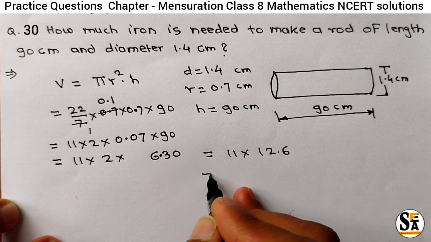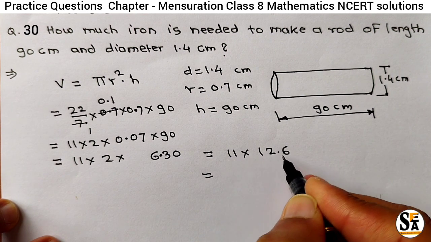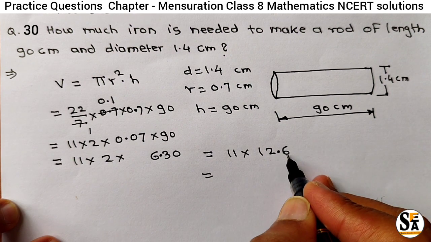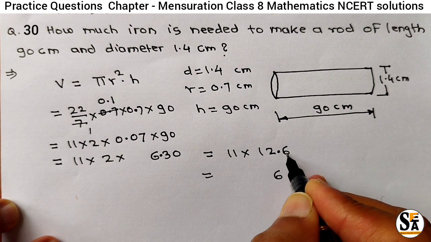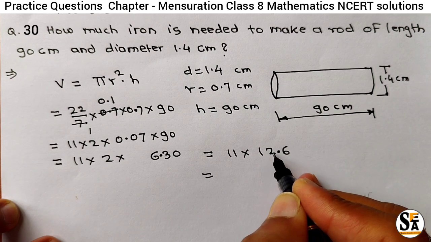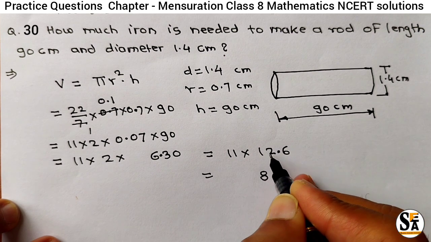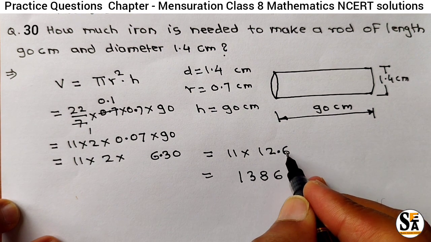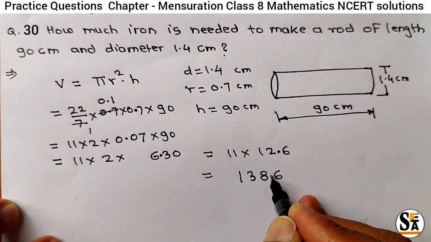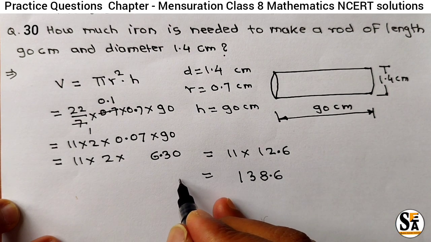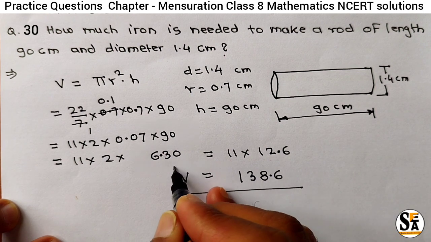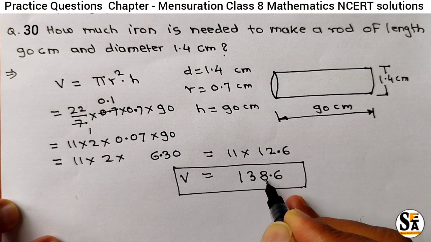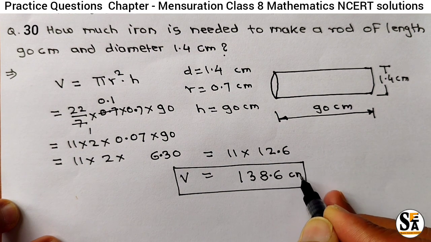Then there is one trick for the multiplication with the number 11: keep the unit place as it is, then take the addition of the unit place and the 10 place, that is 6 plus 2, that is 8, then the addition of the 10 place and the 100 place, 2 plus 1, that is 3, and the 100 place as it is. Now we have to put a decimal point. There is one number after the decimal point, so the decimal point must be here. So this is our final answer: the volume of the iron required is 138.6 and the unit is centimeter cube.